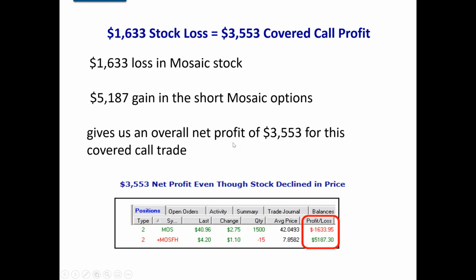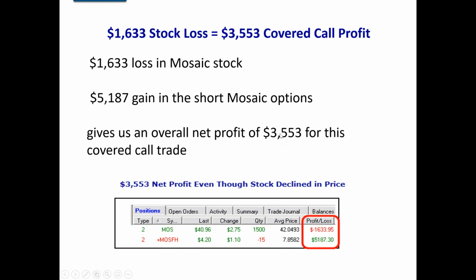So we took a snapshot of this covered call on our portfolio, and you can see for the 1,500 shares in Mosaic, we had a $1,600 loss, but for the sale of the 40 strike option, we had a profit of $5,187. So we had a loss on the stock of $1,633, but a profit on the short calls of $5,187. So when we took this snapshot, instead of showing a loss for the stock, we had a $3,500 profit for the covered call.